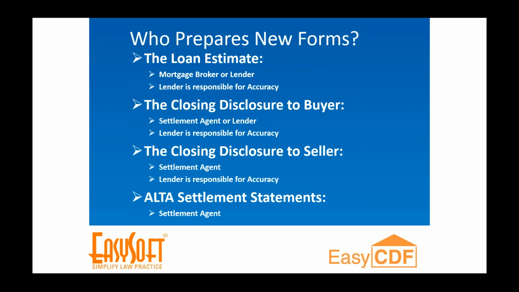The first of those disclosures, the buyer's disclosure, will be the responsibility of either the settlement agent or the lender, and it is the lender's job to maintain accuracy. This is generally called the closing disclosure, whereas the next one is called the seller's disclosure. That will be the settlement agent's job to produce. Once again, responsibility falls to the lender to ensure that there are no discrepancies.